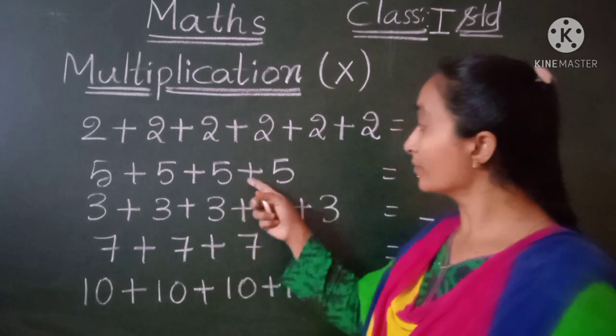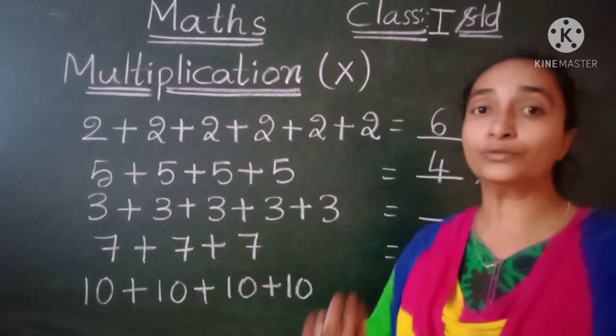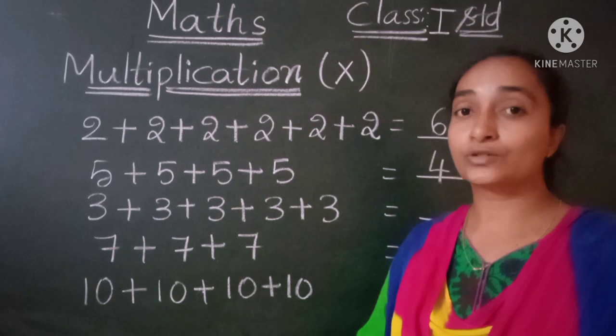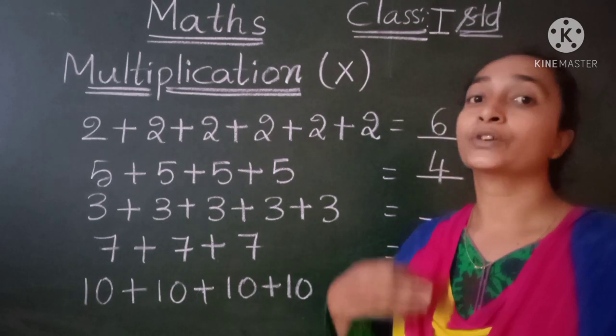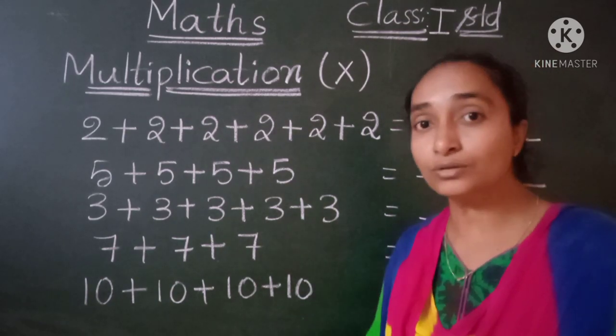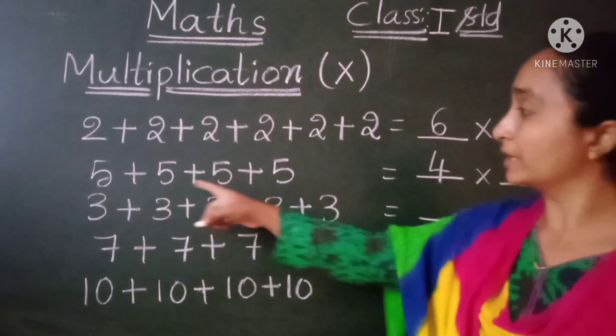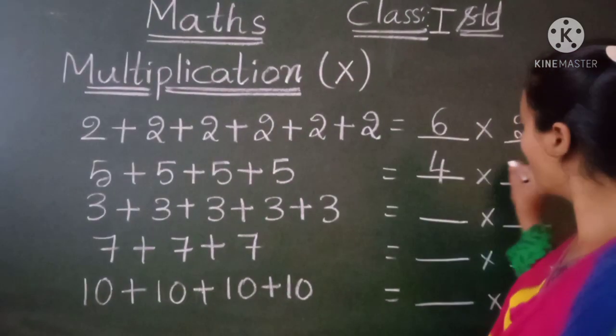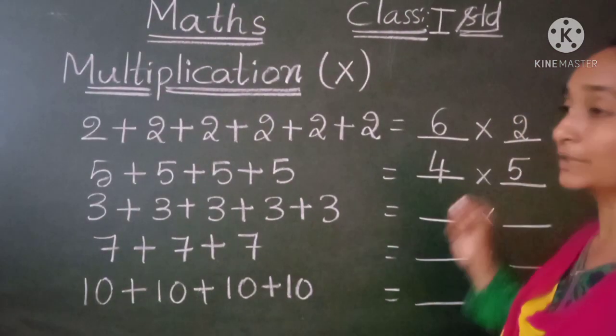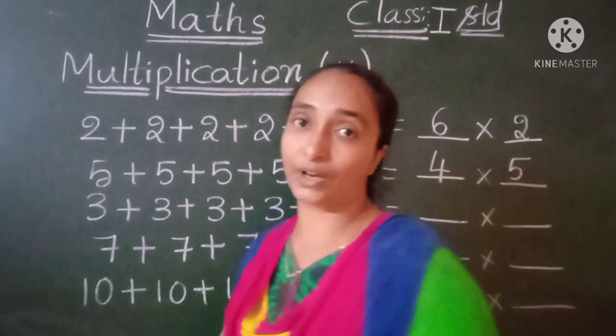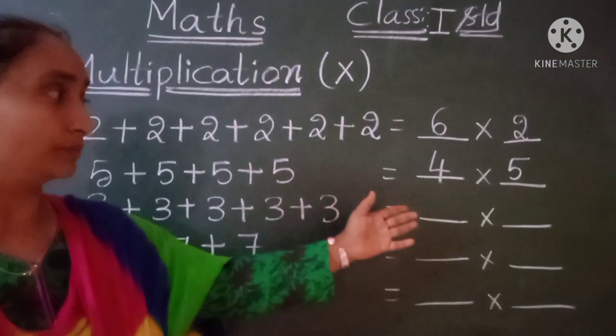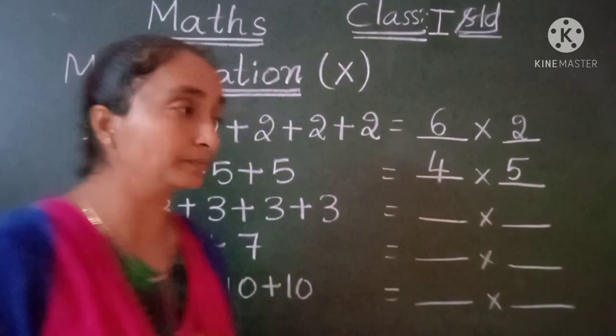5. So 4 into 5, 4 times the 5. How many times have they written the 5? 4 times. 4 into 5. So here they have given all the 5. Now the second number we are writing, the 5 here. So 4 times the 5. 4 into 5, 4 times 5.